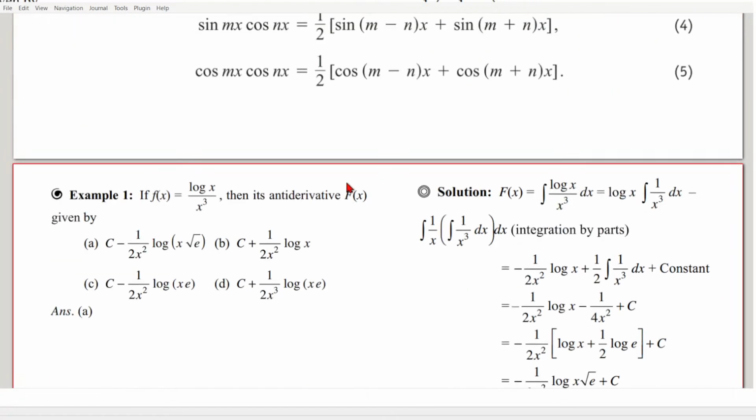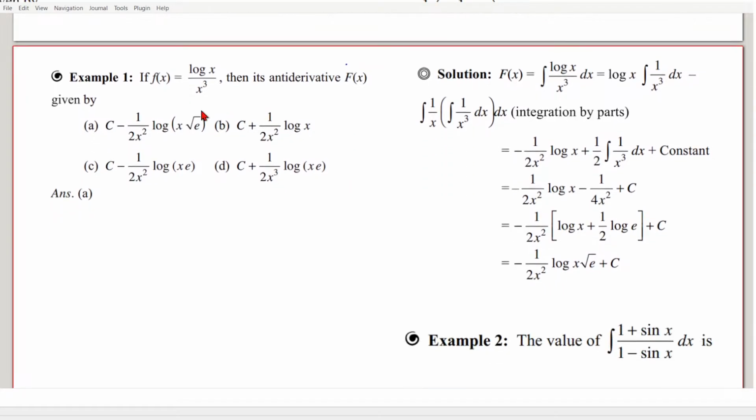I want you to try some interesting problems. Okay, this one, how will you do it? These questions are of mixed type. So we take ln x as t, and 1 by x dx equals dt. But there is still 1 by x square, right?